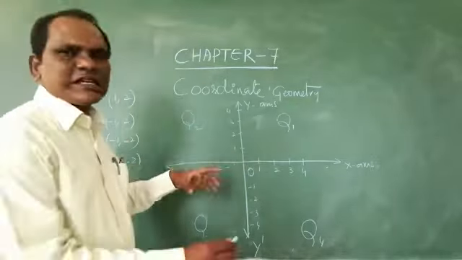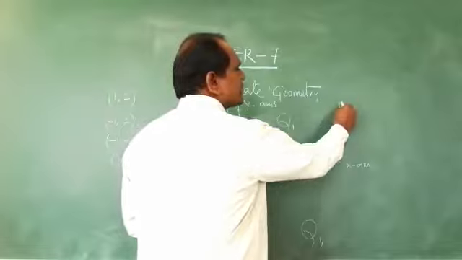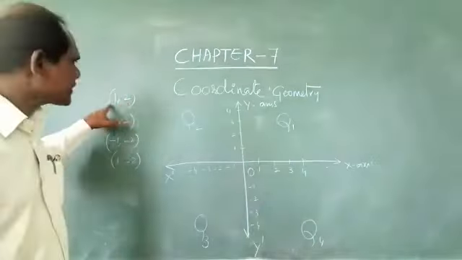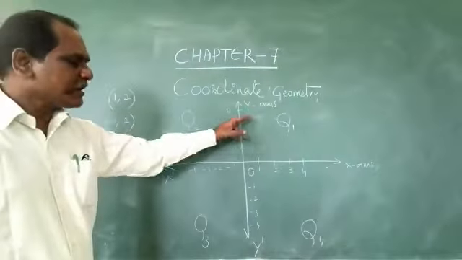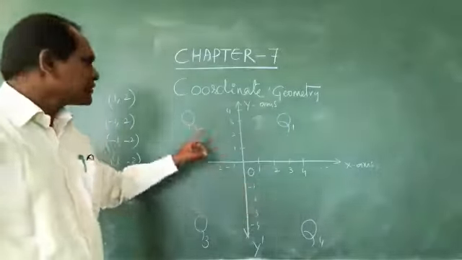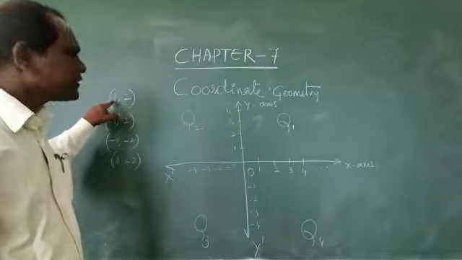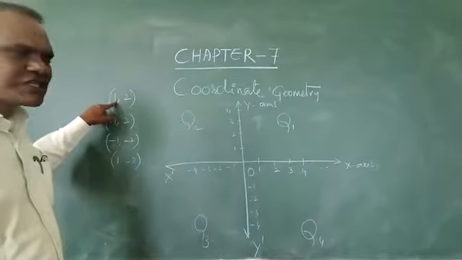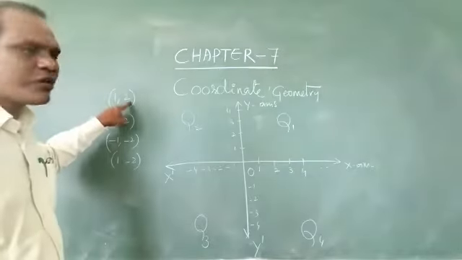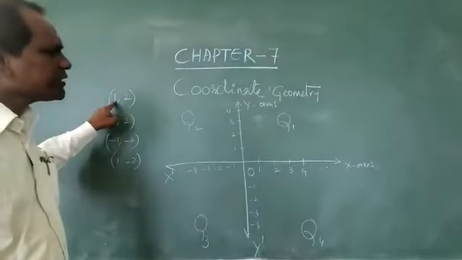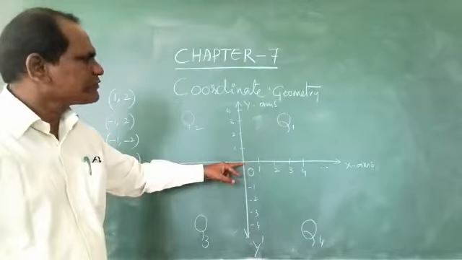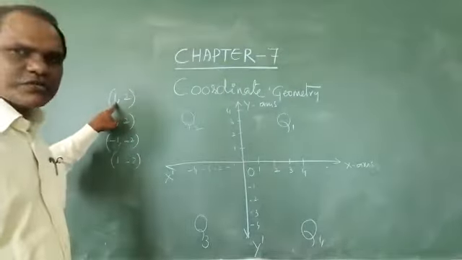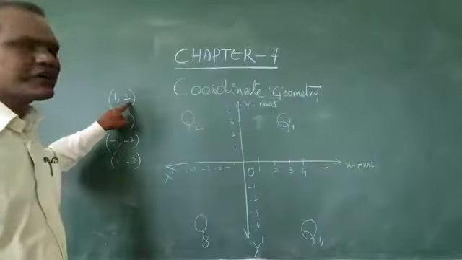Now the first example I am going to take is (1, 2). Does this belong to quadrant 1, 2, 3 or 4? In the coordinate point (1, 2), the first one is the x coordinate and the second is the y coordinate. These are the y values, these are the x values. 1 is the x coordinate and 2 is the y coordinate.